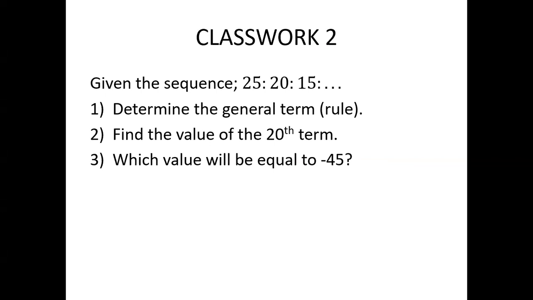For classwork 2, we need to answer this question. I started first by finding the general term using this method here, where we have Tn is equals to dn plus c, where d is the common difference. Now study the pattern and you will notice that in this pattern here, to move to the next term, you keep on subtracting 5. So D will be -5.